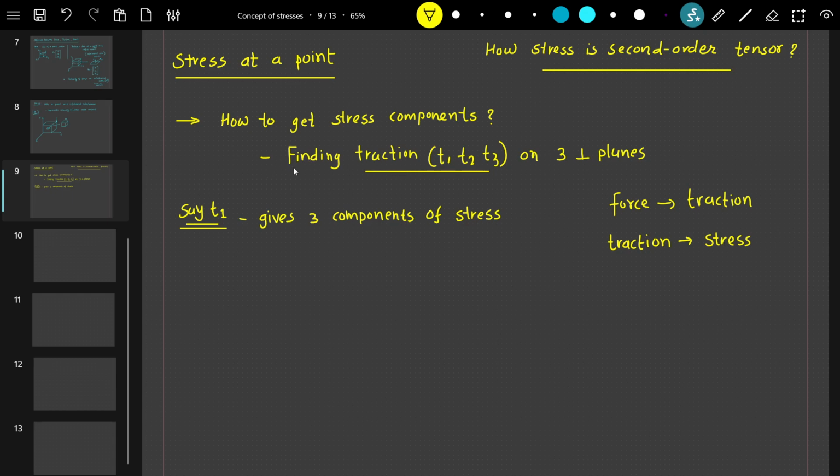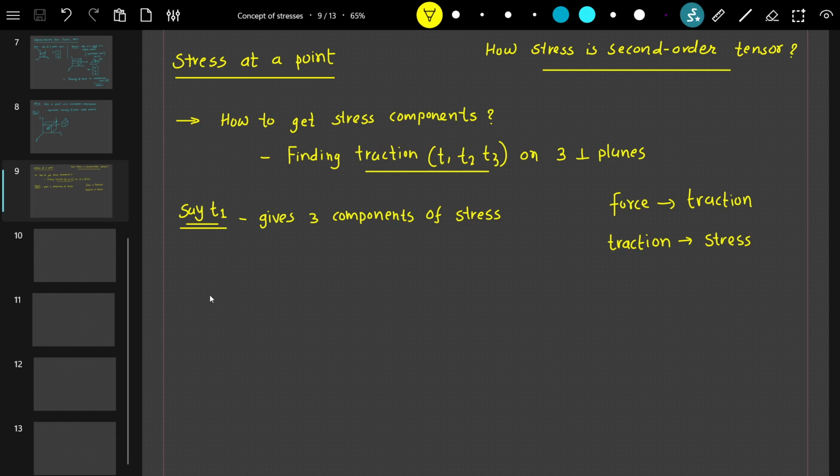So it is very easy. How to get the stress components? Stress components are estimated by finding the traction on three perpendicular planes. So traction is a vector. We know it has three components resolved into three XYZ axes, so T1, T2, T3. So finding this traction on three different planes, or three perpendicular planes. Let's understand how this happens.